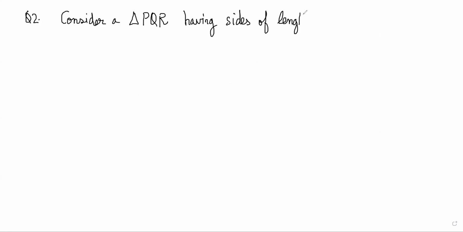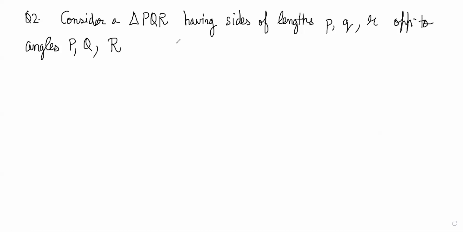Let's look at the next problem, question 2. This says, consider a triangle PQR having sides of lengths small p, small q, small r opposite to angles P, Q, R respectively. And we have to choose which options are correct.